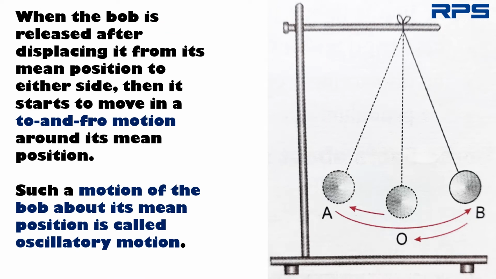When the bob is released after displacing it from its mean position to either side, it starts to move in a to and fro motion around its mean position. Such a motion of the bob about its mean position is called oscillatory motion. The figure given here shows the oscillatory motion of the bob of a pendulum.